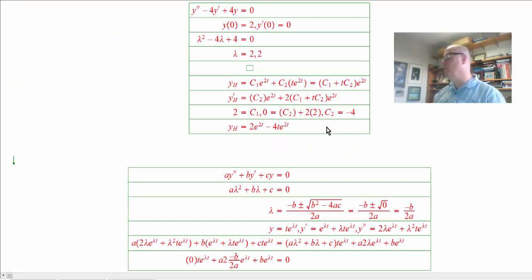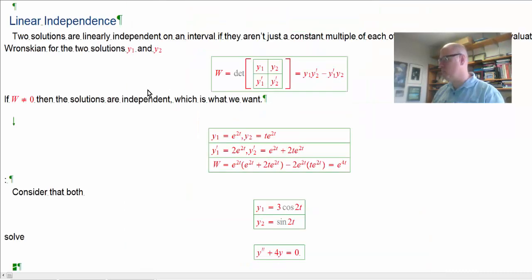And what did I do with them? I used a linear combination of those two independent solutions to solve this second order linear constant coefficient homogeneous differential equation.